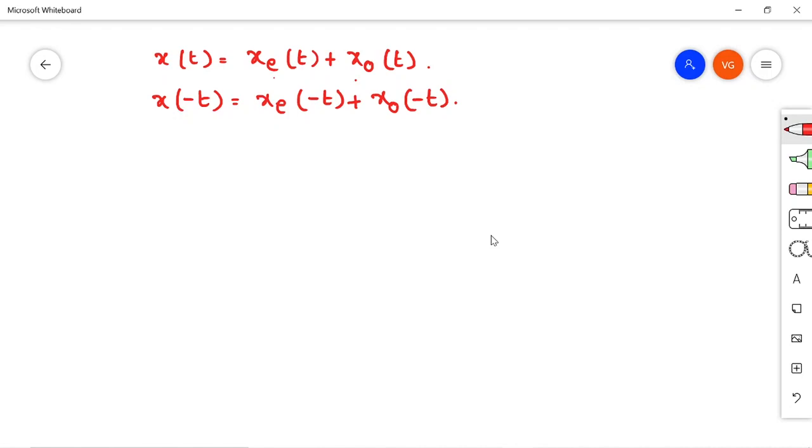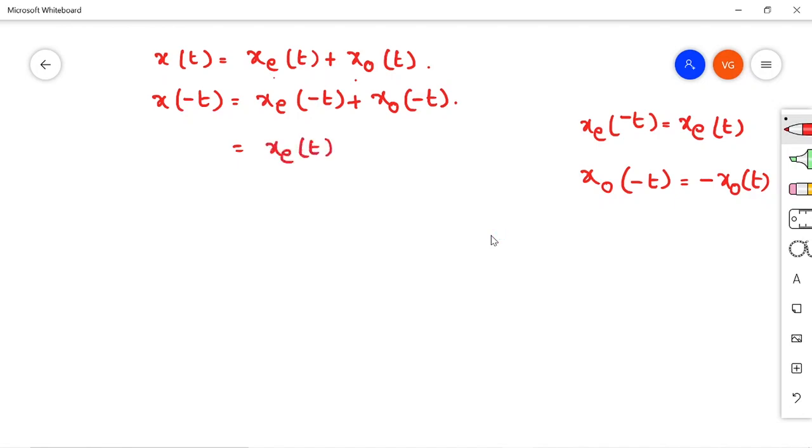You know the condition for an even signal, right? So xe of minus t should be equal to xe of t, just as x of t is equal to x of minus t. That is an even signal. Similarly, for an odd signal, xo of minus t should be equal to minus xo of t, right? So now I'll substitute here. xe of minus t is nothing but xe of t, and xo of minus t can be written as minus xo of t. So this is nothing but my x of minus t. Let us call these equation 1 and equation 2.